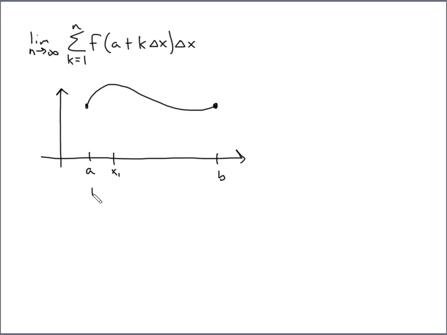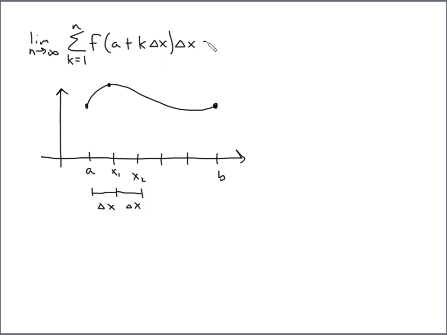And the distance between them is a fixed distance, so no matter how many x values you look at, that distance is always the same. So delta x is always the same through all of them. Since it says a plus k delta x, and k starts with 1, the first one we plug in is this value right here. This is a plus delta x, which gets us to this point right here. And f of that is this height right here.